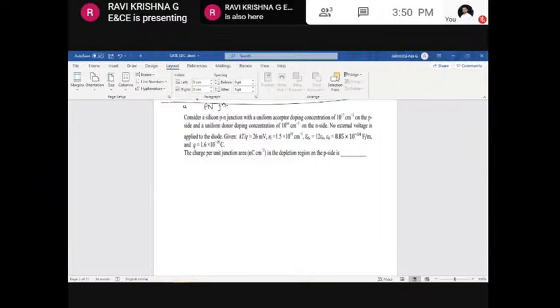For example, if I consider a normal PN junction or PN device, this is the P-type material and this is the N-type material. The P-type is doped with acceptor atoms, and the concentration of those acceptor atoms is given as 10 power 17 per cubic centimeter, uniformly doped here. So this region is doped with acceptor atoms of 10 power 17 per cubic centimeter.